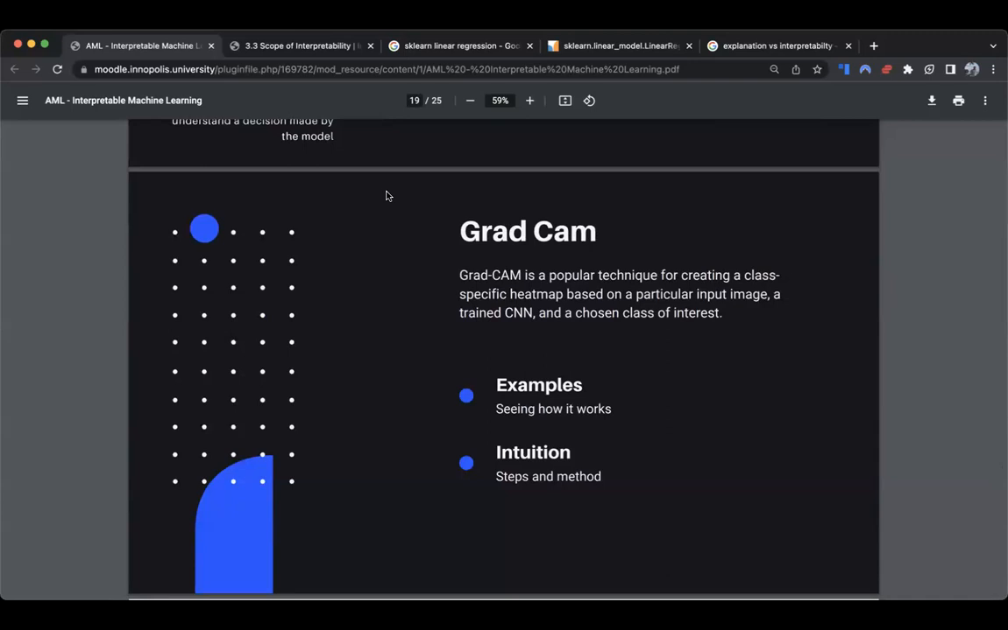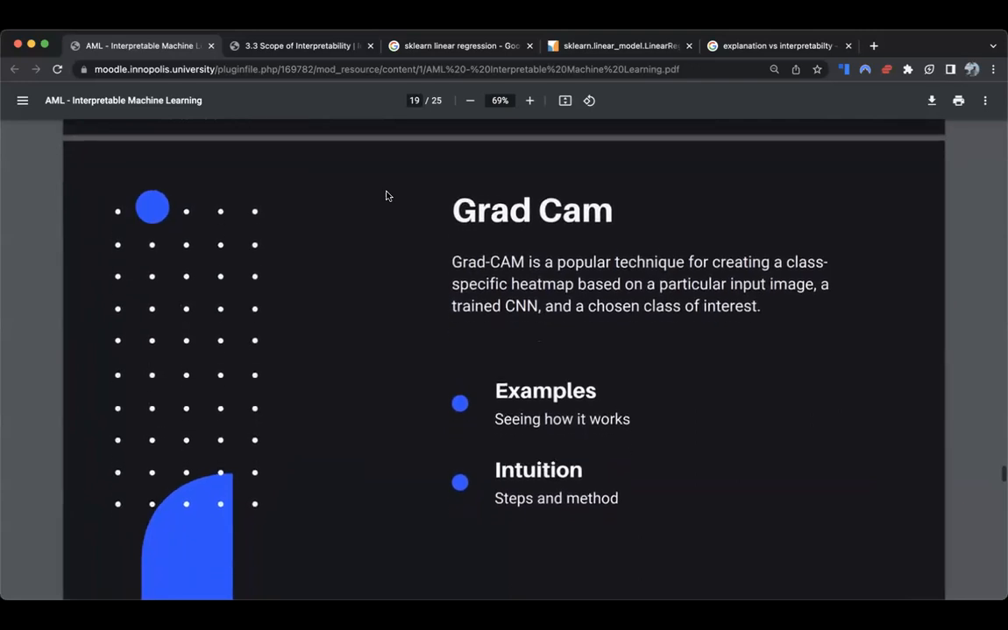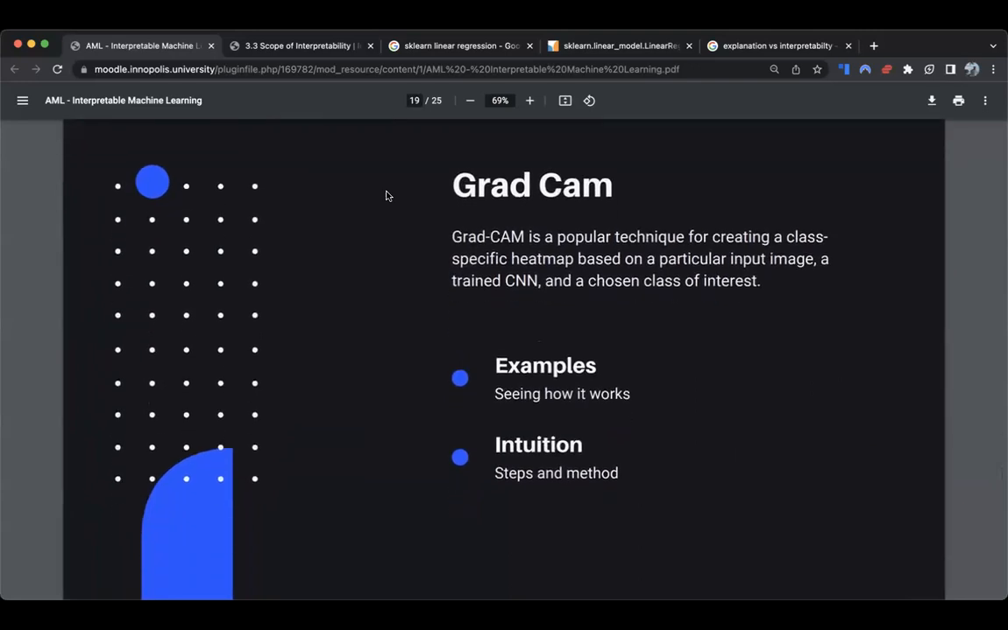Now, GradCam, on the other side, is a much more beautiful idea. It's a little bit more complicated, but the idea is so basic and so simple. How does it work, and how does it work so well? GradCam is a very popular technique for creating class-specific heat maps based on a particular image, a trained CNN, and a chosen class of interest.